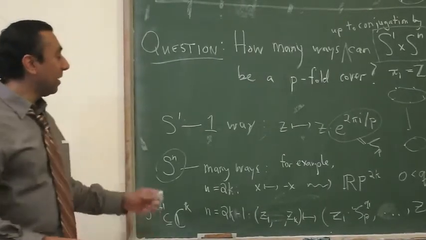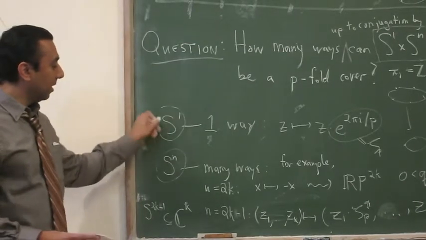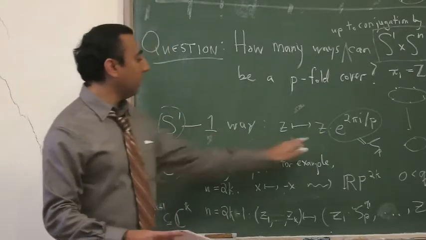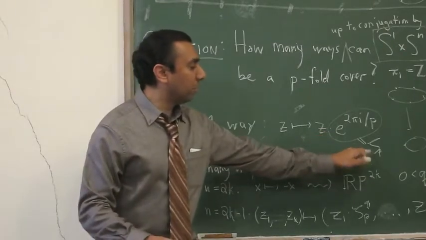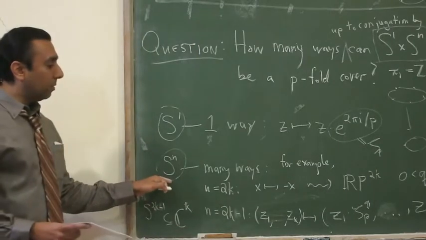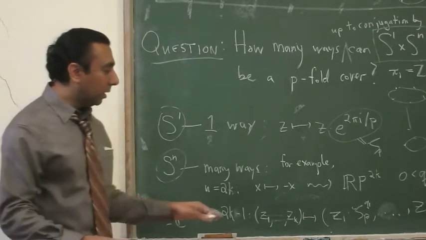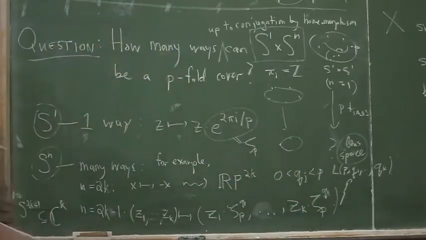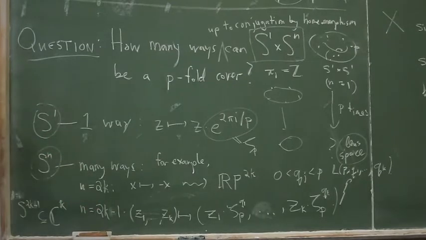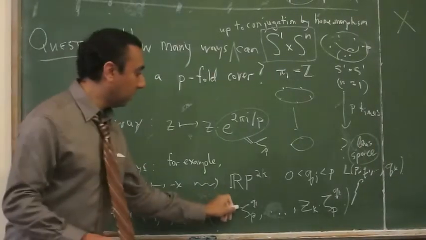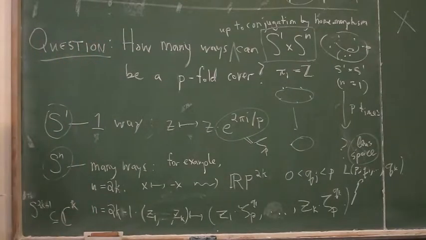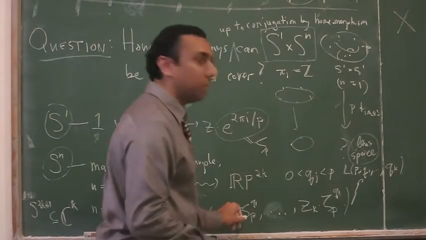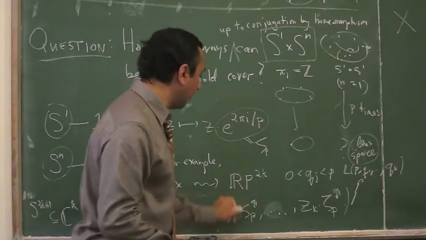Okay, so we have these separate things. For a circle, there's only one way: you multiply by a pth root of unity. And for the n-sphere, there are some linear actions given by multiplication by a diagonal matrix with these roots of unity zeta on the diagonal.